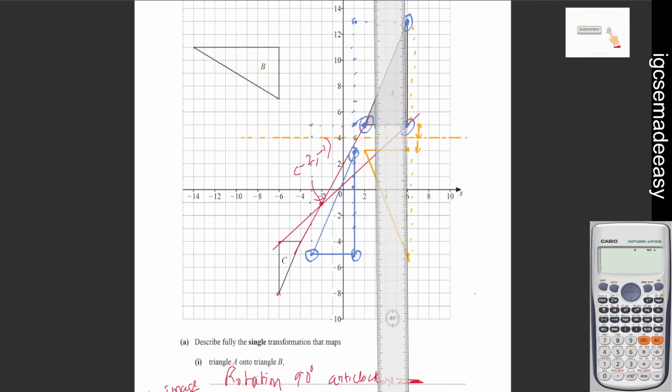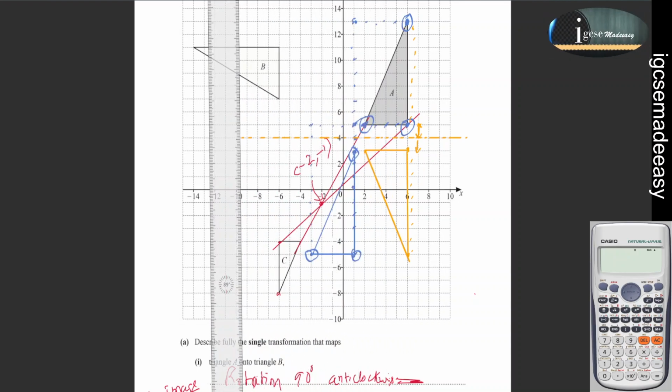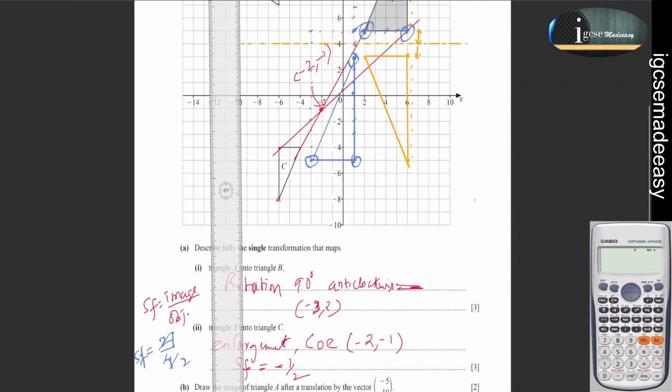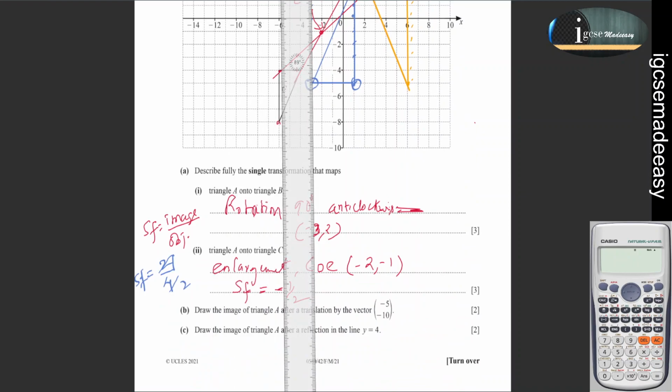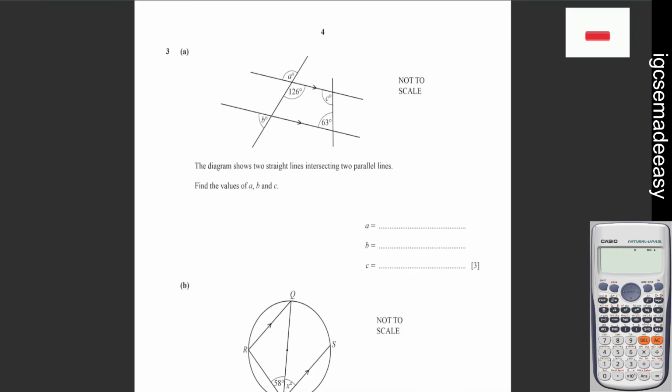The other one will be this one. So this will be the image of triangle A after reflection at y equals 4. Question number 3. The diagram shows two straight lines intersecting.